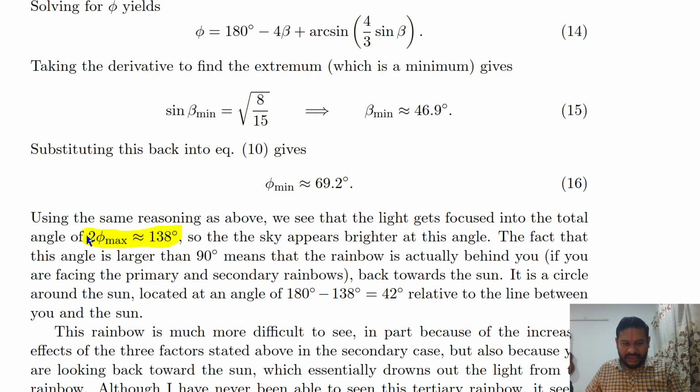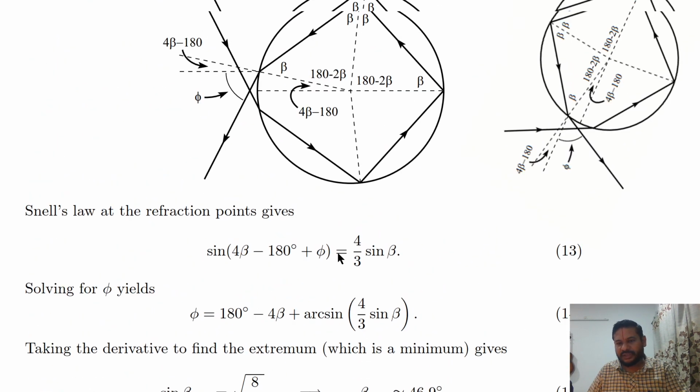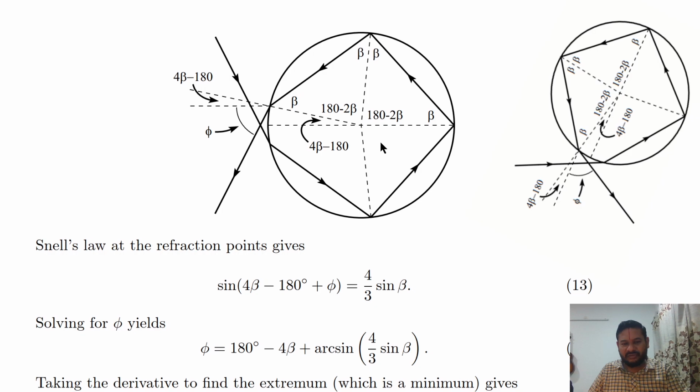Now 138 degree, we can try to think of the reasons why it is not visible. The tertiary rainbow is very difficult to observe. So let's see the significance of this 138 degree. So let me again pan things a little bit, go back to the figure. You see, 138 degree is which angle? See, sunlight is coming from here, and then the final emergent ray is coming at this angle, 138 degree, right?